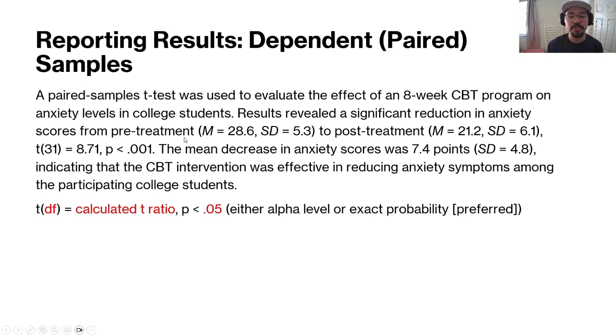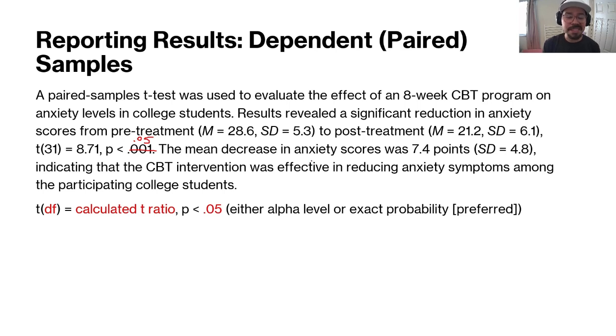In anxiety scores from pre-treatment with a mean of 28.6, standard deviation 5.3, to post-treatment with a mean of 21.2, standard deviation 6.1. Then we have our formula, if you will, of t with degrees of freedom 31, calculated t 8.71, with a p lower than 0.001. Really, I should have included, because I plugged a couple of these things into SPSS, so really this should say 0.05 because I didn't change the alpha level.